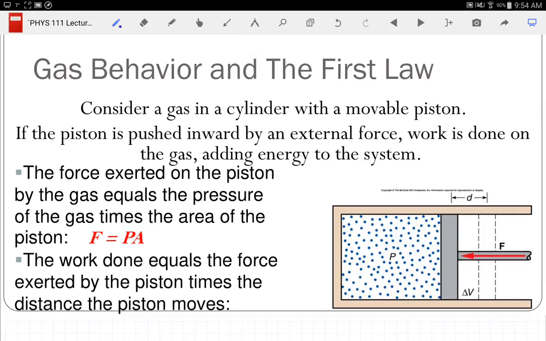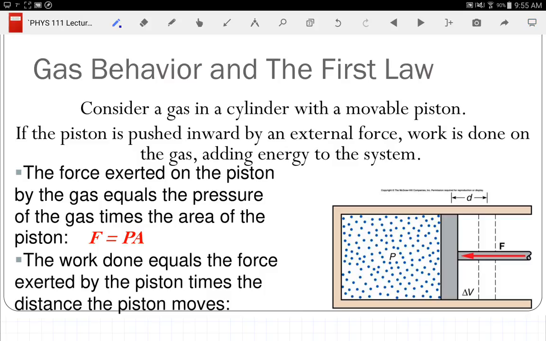Work. I'm working right now, right? I'm doing my job. I'm talking, hopefully passing on information in a way that will stick with you and you'll understand. In physics, work has a very specific meaning, one we've already talked about, force times the distance parallel.